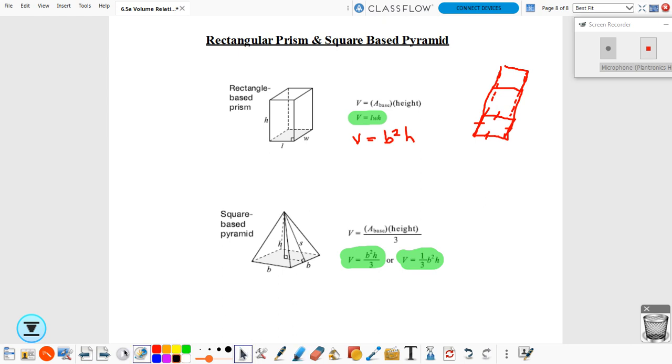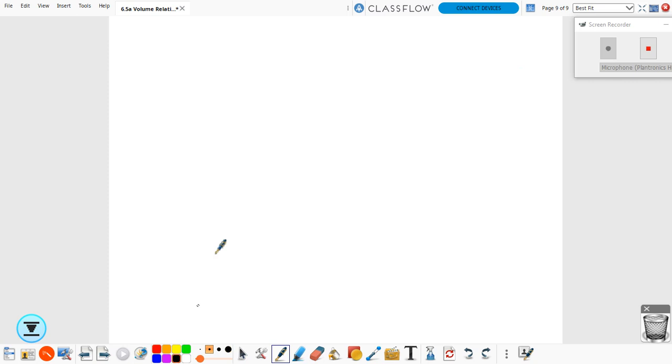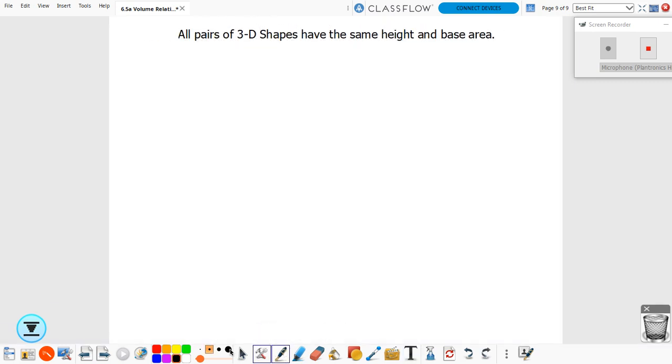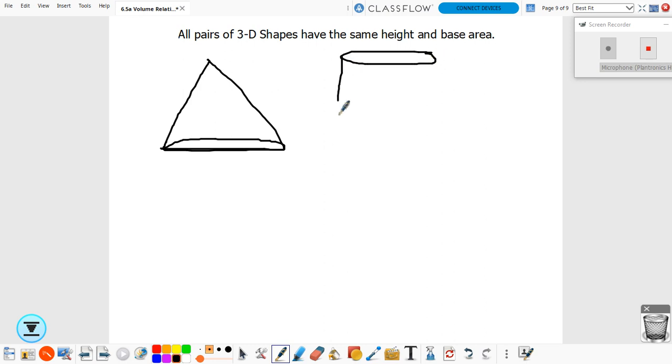So maybe let's try some. Should we just try some for funsies here? You don't need to write this down, or maybe you could. But let's just pretend for all shapes, we'll say all 3D shapes, or all pairs of 3D shapes, have the same height and base area. That's our disclaimer here. So let's go ahead and think of some sort of cone. Yes, this is a cone. Believe it or not, there it is. Not bad. That's a cone. And over here, we have a cylinder. Okay?